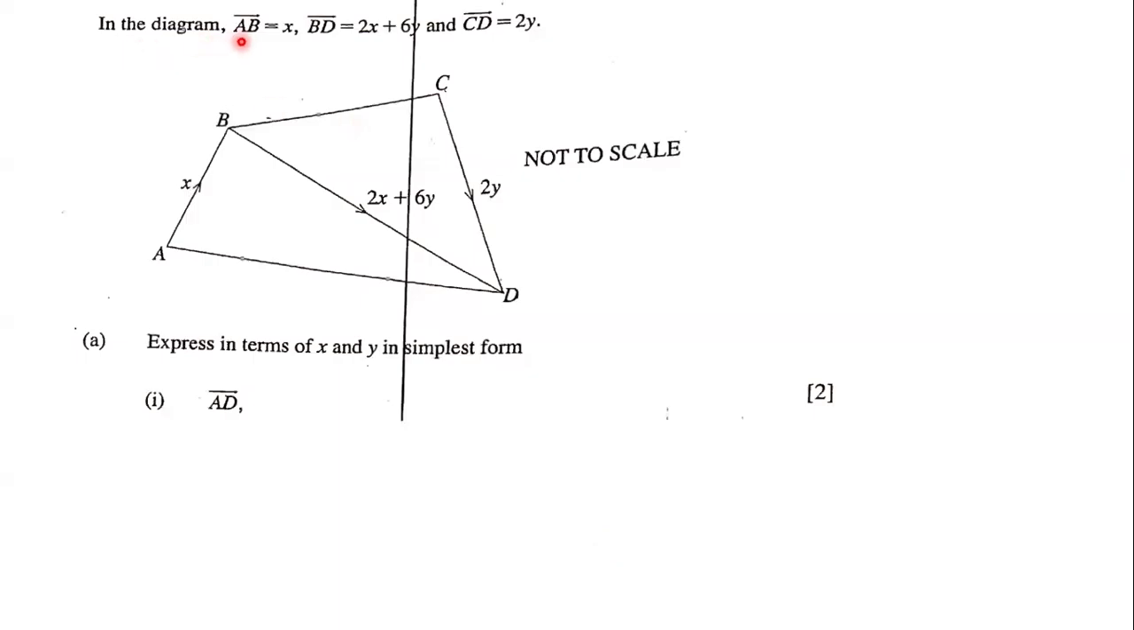In the diagram, AB is equal to x, BD is equal to 2x plus 6y, and CD is equal to 2y. Express in terms of x and y in simplest form, the vector AD. And so here we have AD, and AD means that we start at A and we end at D. So we're going to go from A to B, and then we go from B to D. And so what do we have?